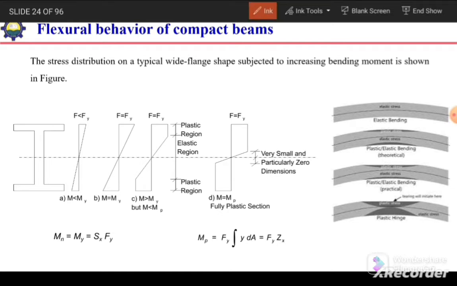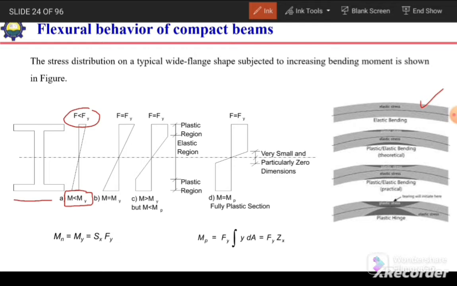Okay, if we talk about the stress distribution in the compact section when it is subjected to bending moment, with the increasing bending moment, the behavior will be like this. For example, we have a W section. If we apply the load, at the initial stages, when the applied bending moment is less than My, the stress in the member will be less than Fy. So the member will be completely in the elastic range. No part of the section will reach the limit of yielding. So it means our section is in the elastic range.